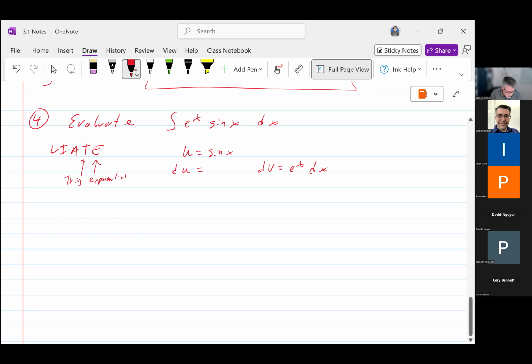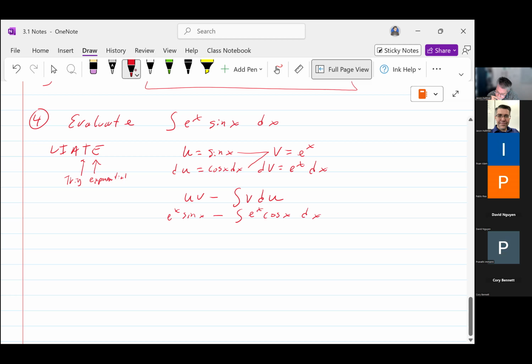So what is du? What's the derivative of sine x? Cosine x. Yep, cosine x dx. And the integral of e to the x, we saw that was just e to the x. So let's go, uv minus the integral of v du. That's e to the x sine x minus the integral of e to the x cosine x dx.